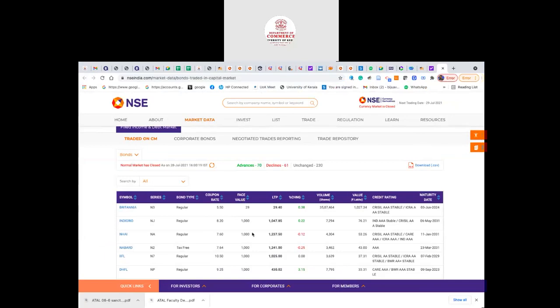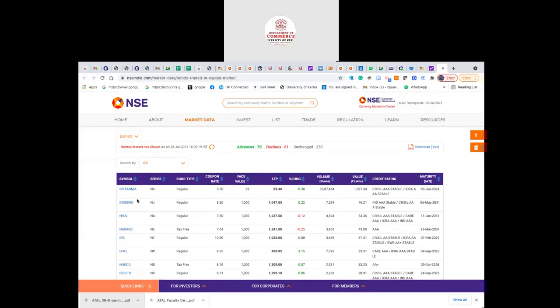So this is NSE's bond market segment, and these bonds are traded in the cash market segment. This is today's position, and the market closed today at 4 o'clock. Now 70 bonds advanced, 61 bonds declined, and a total of 230 bonds are unchanged.